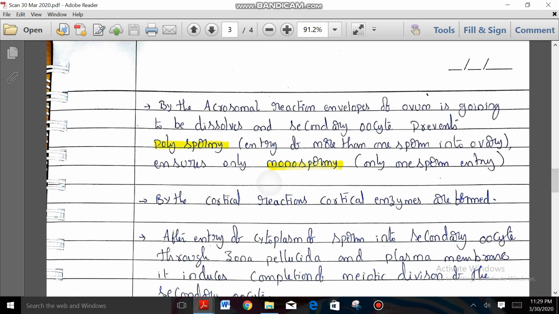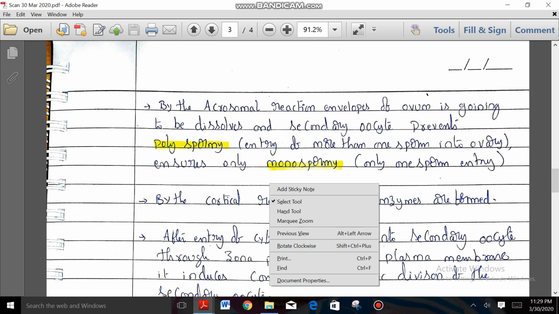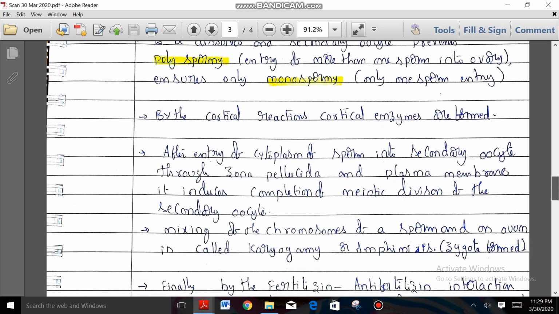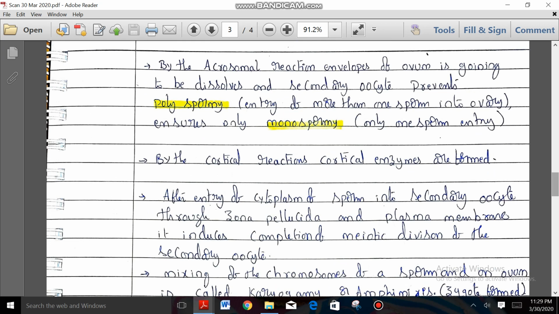The secondary oocyte accepts only monospermy, not polyspermy, because polyspermy means entry of more than one sperm into the ovum. It is not possible, right?